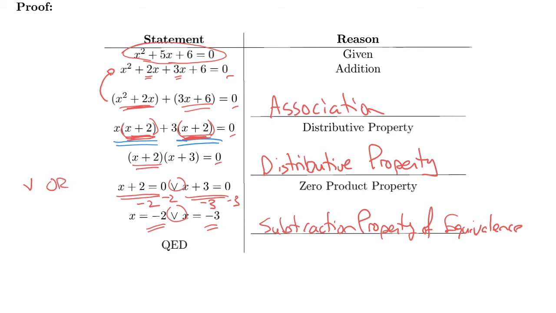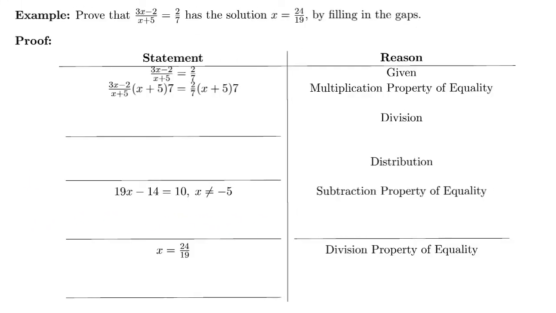Sorry, that is or. So the solution could come from x plus 2 equals 0 or x plus 3 equals 0. Okay? So my answer is either going to be x equals negative 2 or x equals negative 3. And there we go. We're done. We've been able to show that the solutions to the equations could be either negative 2 or negative 3.